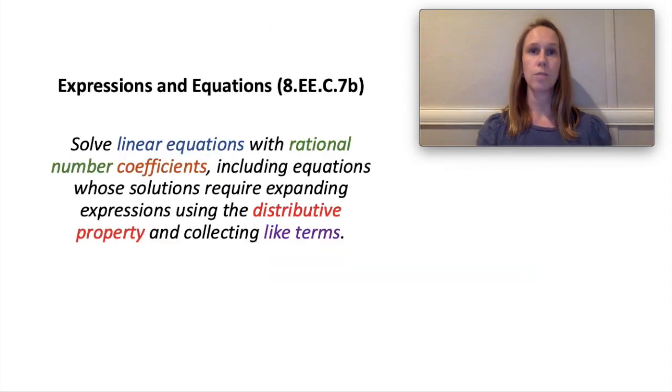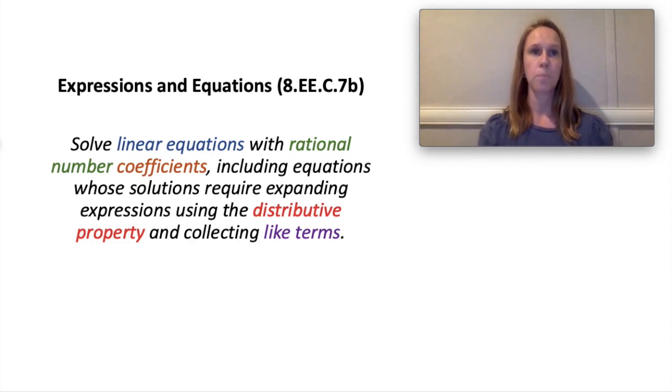So your standard for the day is under expressions and equations. We're going to solve linear equations with rational number coefficients, including equations whose solutions require expanding expressions using the distributive property and collecting like terms. That statement is a mouthful, so let's review, like we did before, a couple of the words that might be helpful.